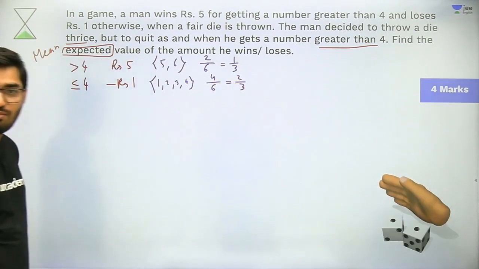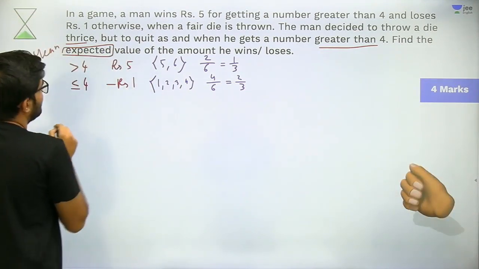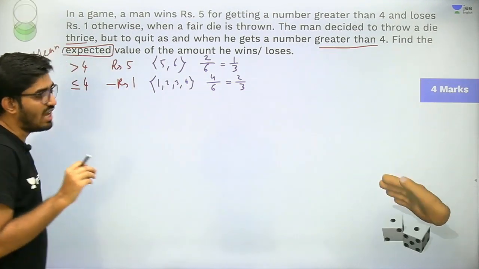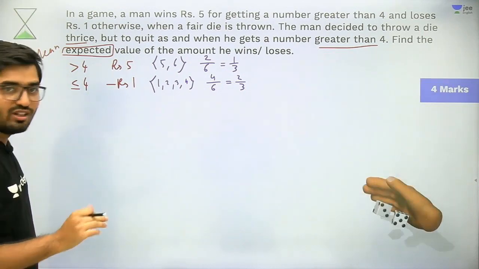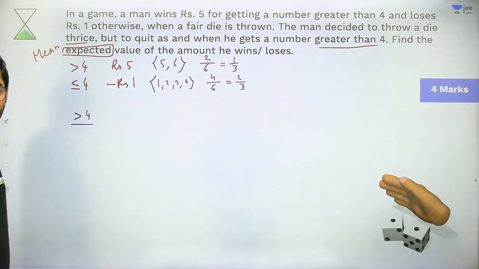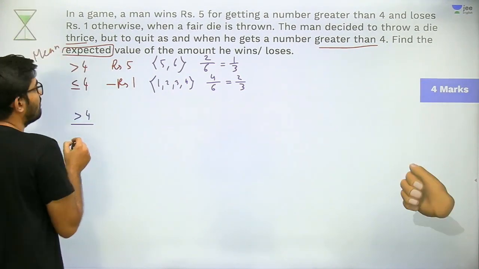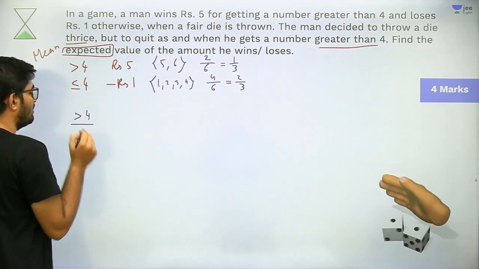Now how many cases are possible? I will write it over here. Let's say the first case is that he is throwing the dice for the first time, and in the first throw only he got a number greater than 4. So after the first throw only he will quit. In this case, how many rupees will he get? He will get ₹5.